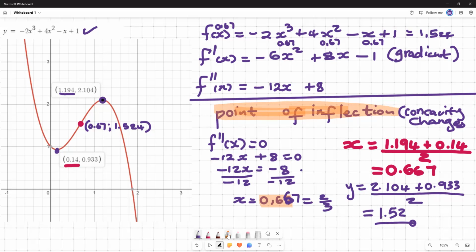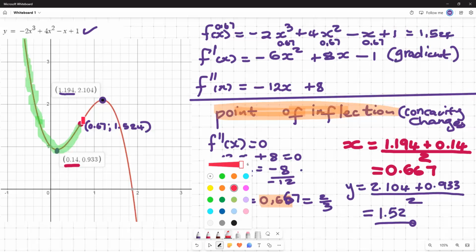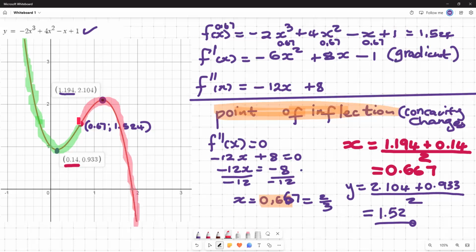So guys, point of inflection, I said, is where the concavity changes, which means it divides our graph into 2 parts. In this part, you can see that the graph is concave up, because the graph is up there. And then you can see that this side, from the point of inflection going there, it's concave down, you see? Because it's facing down.